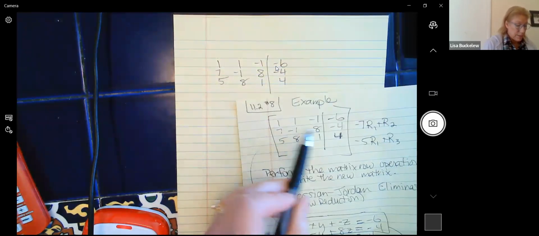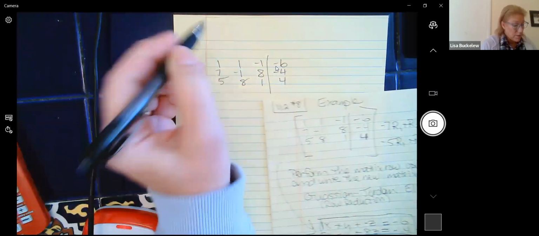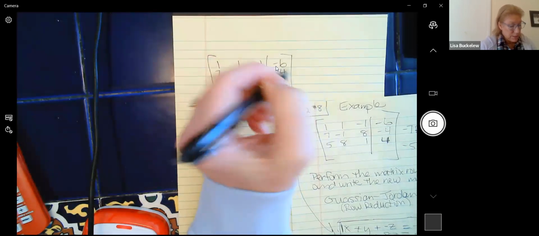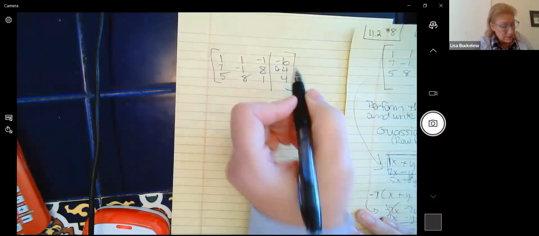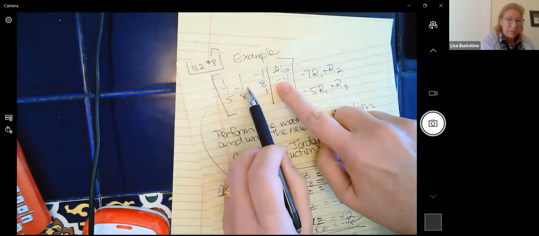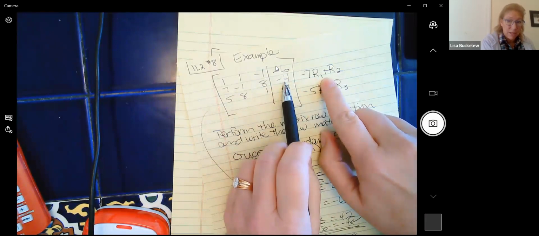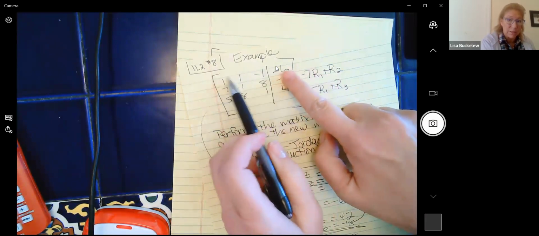And what? That's what I just had. 1, 1, negative 1, second negative 8, 8, 1, and so forth. All right, now what we're being asked to do is the row operations. They'll write the row operation next to the row that they want replaced with the result of this calculation. So that's why there's nothing written next to the top row.